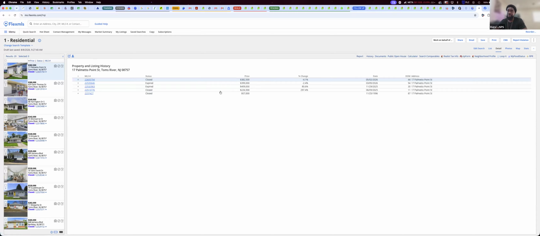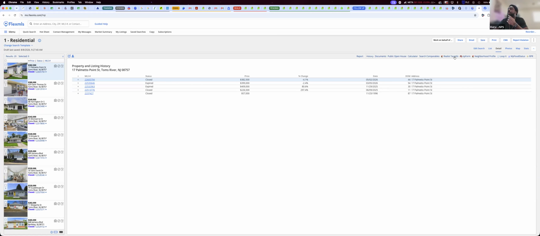The other thing I want to see is what the house was bought for prior to them renovating it. When I go to history, it gives me all the listing history for this property. It looks like it was bought for $226,500 back in June of last year.